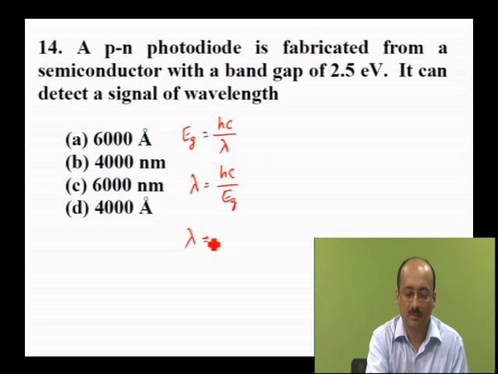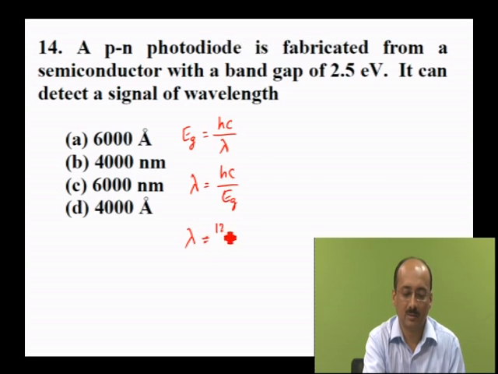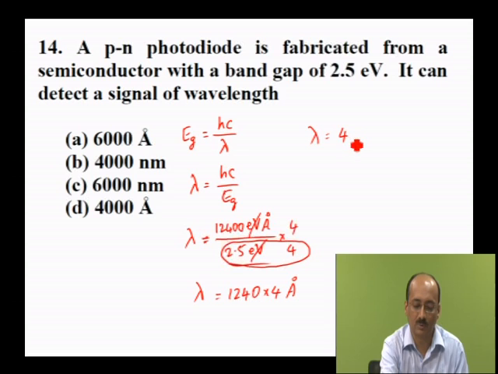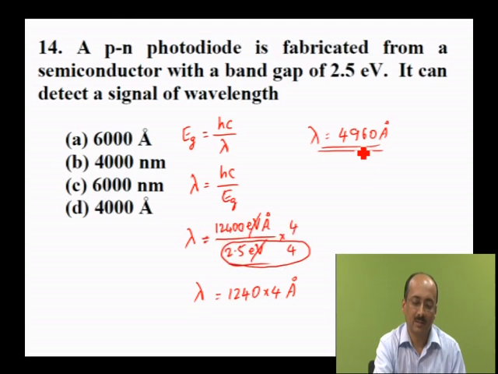Now, lambda will be, please remember, hc can be given by 12,400 electron volt angstrom, divided by Eg, the energy gap they have given, 2.5 eV. eV cancels, and to make your calculation easier and faster, you can multiply both by 4, so that 2.5 into 4 is 10, that will cancel one of the zeros there. This translates into 1240 into 4 angstrom. So, that works out to be 4,960 angstrom.